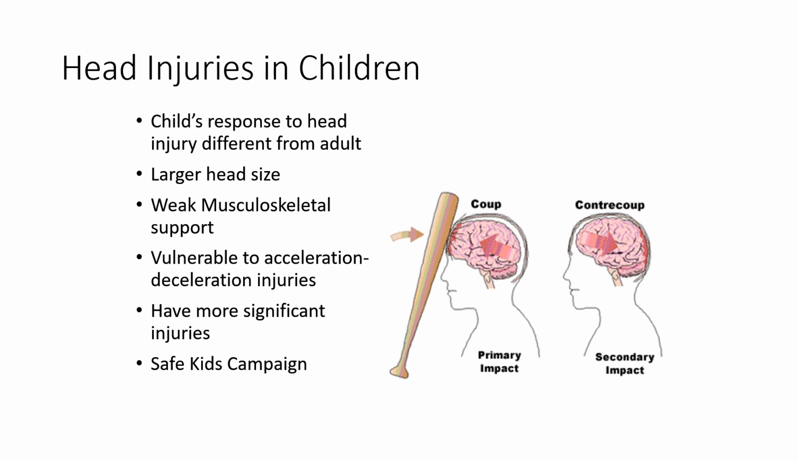And the Safe Kids campaign also talks about shaken baby syndrome, and this is a cause of head injury. You can see now that with a baby, their head is large, their neck muscles are very weak, and how they would be very prone to this coup contrecoup type injury.